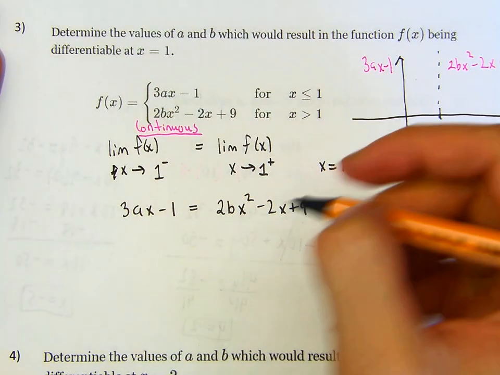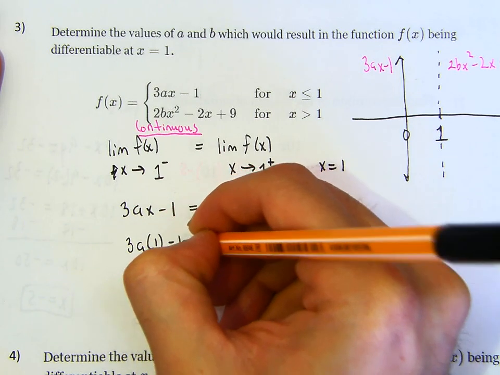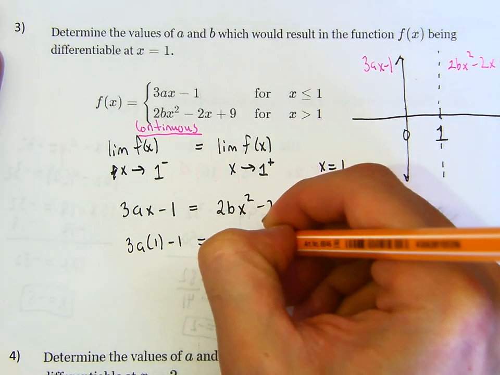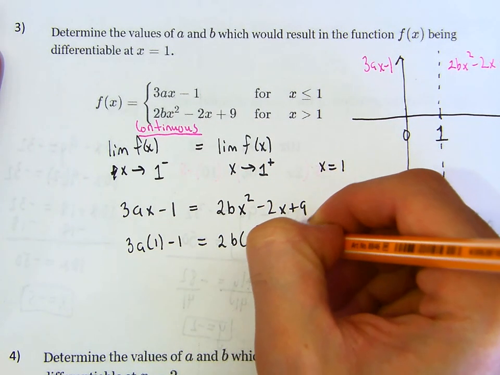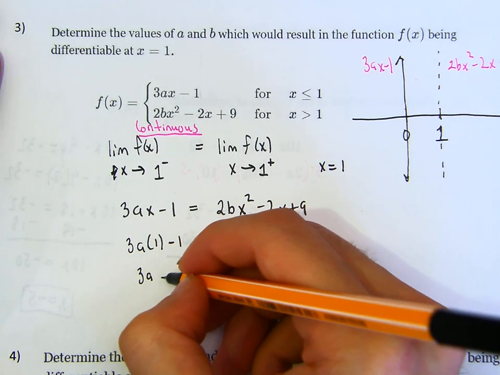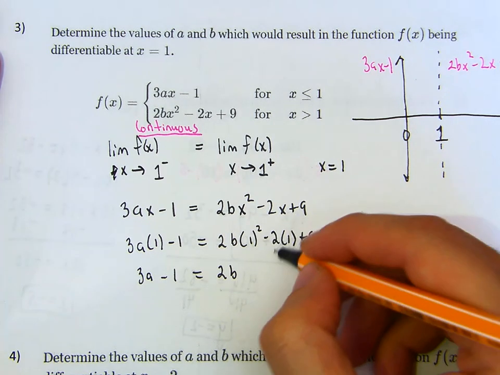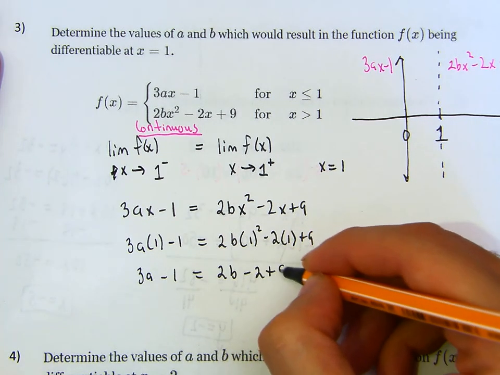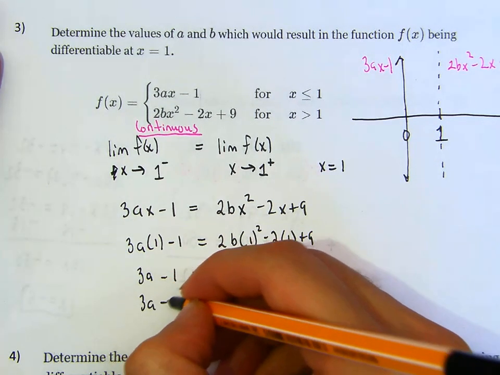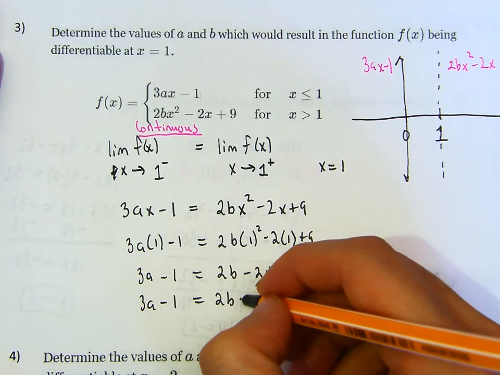So now you know x is 1, so let's plug in 1. So now you have 3a times 1 minus 1 equals 2b times 1 squared minus 2 times 1 plus 9. So now you have 3a minus 1 is equal to 2b minus 2 plus 9. So that's 3a minus 1 equals 2b plus 7.